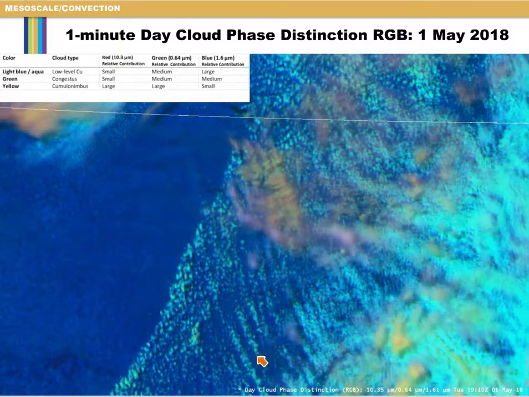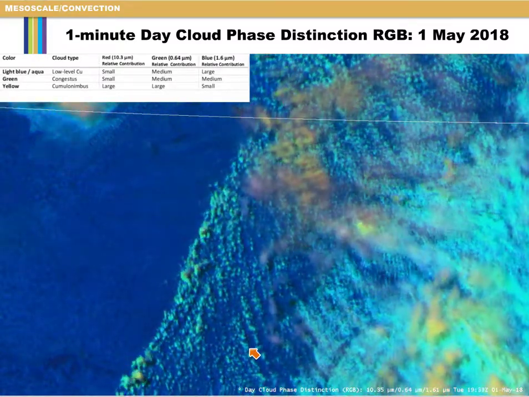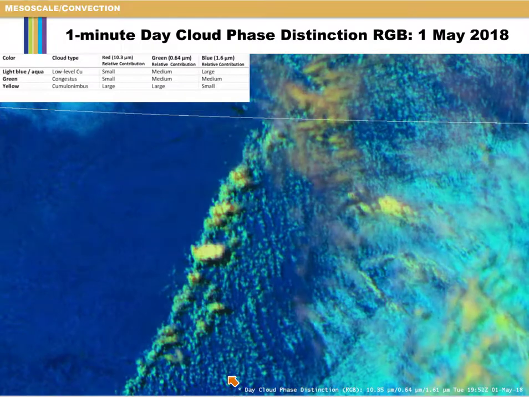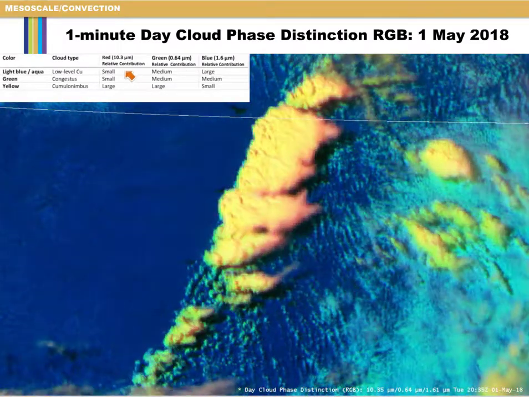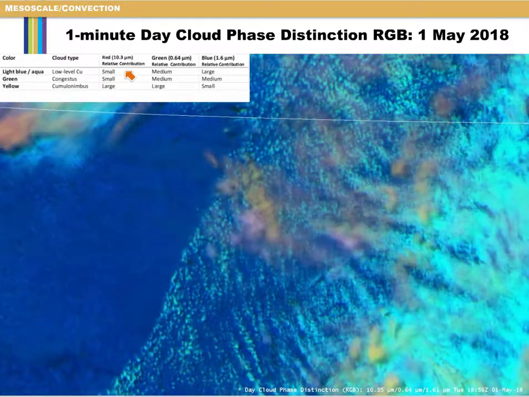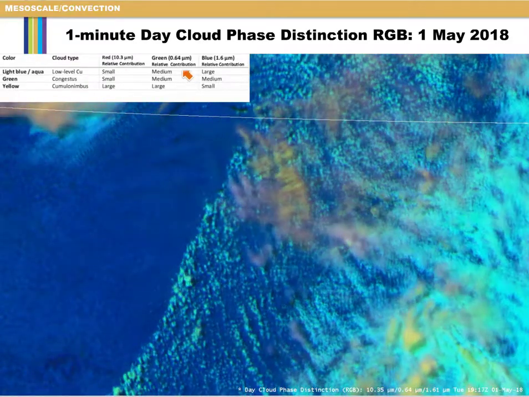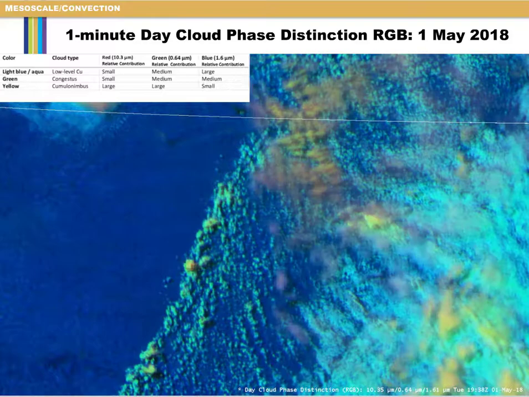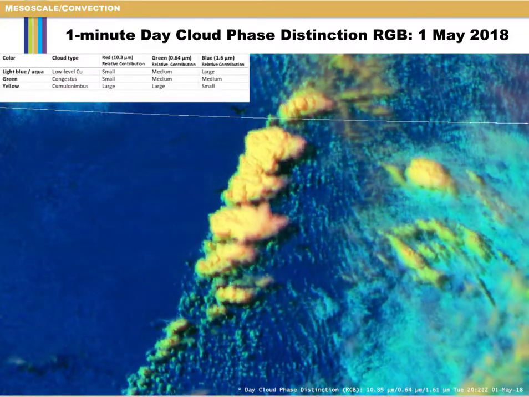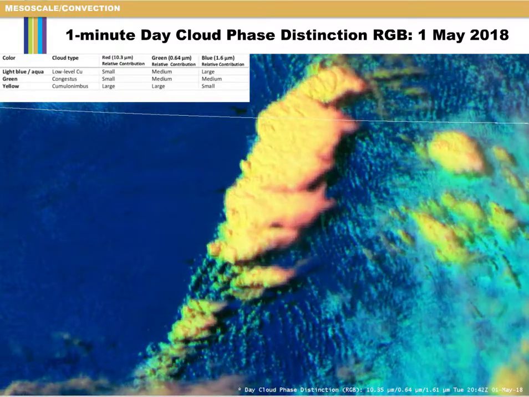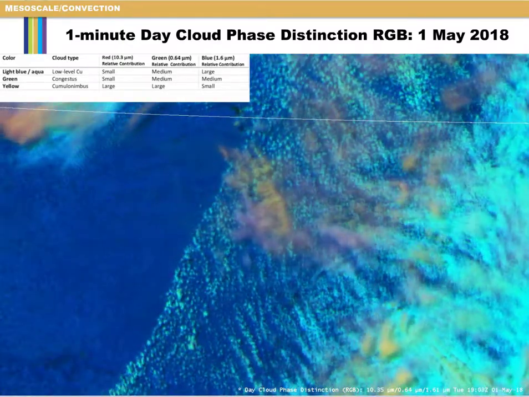Early on, the low-level cumulus field is light blue, since it has a small relative contribution from the red component, since the cloud top temperature is not that cold, but larger relative contributions from the green and blue components, since we have a reflective cloud composed of liquid water. As the cloud transitions from low-level cumulus into congestus, the cloud top starts to become glaciated.